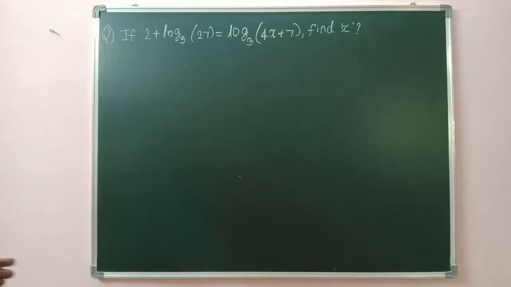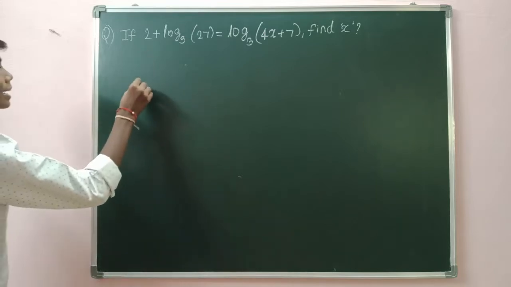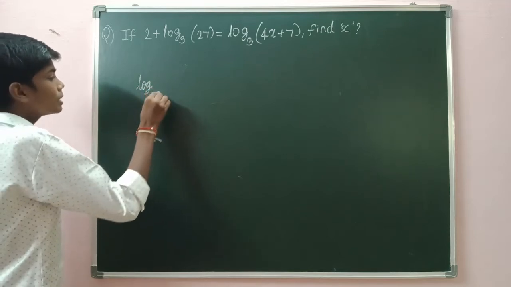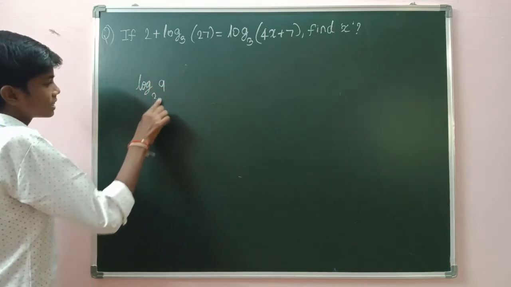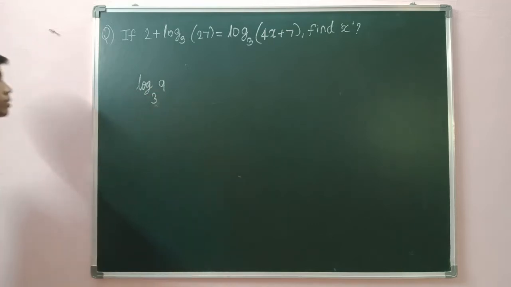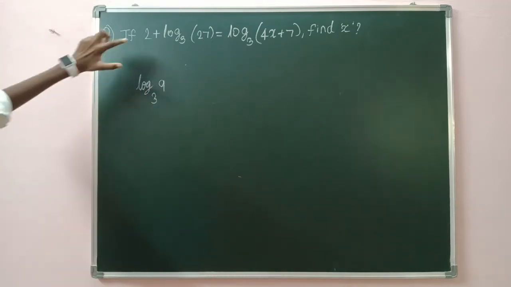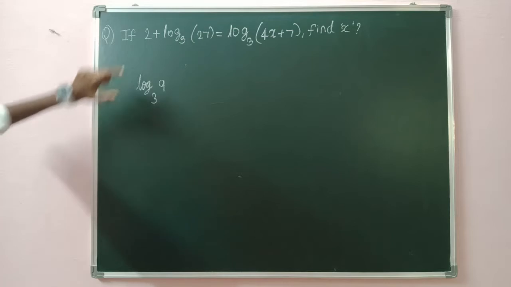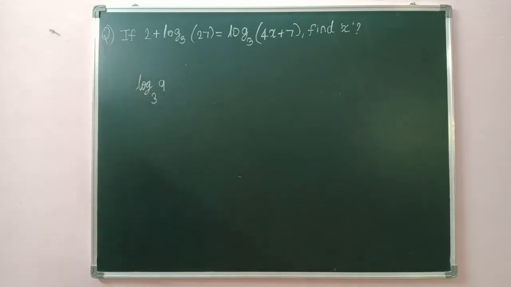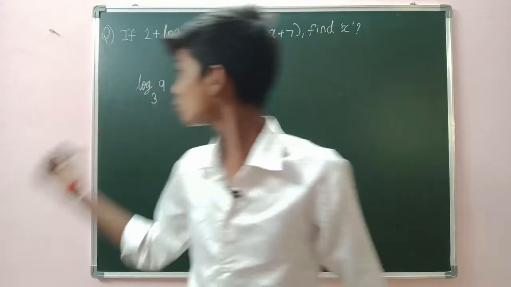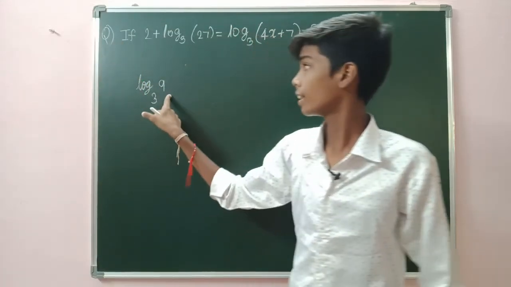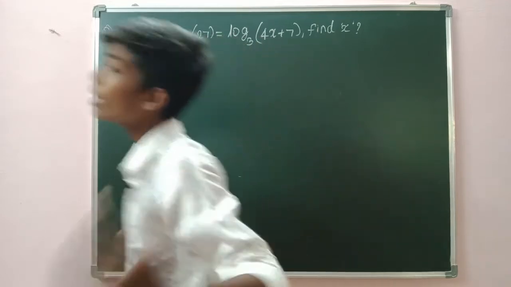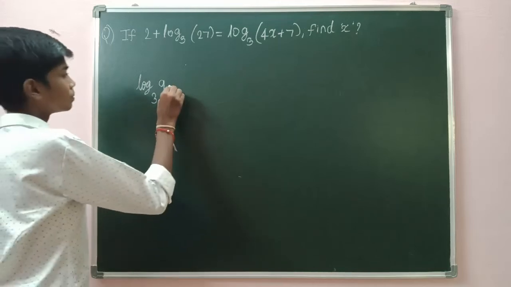So I need to convert this 2 in terms of log to the base 3. So what can I do here? Can't I write the same 2 as log to the base 3 of 9? Think carefully and say, can't I do that? How I am doing that is, this 2 is the value of this log, that is log of 9 to the base 3, because we know that 3 square only will give us 9, hence 3 power 2 is 9. That is how I wrote 2 as log of 9 to the base 3.